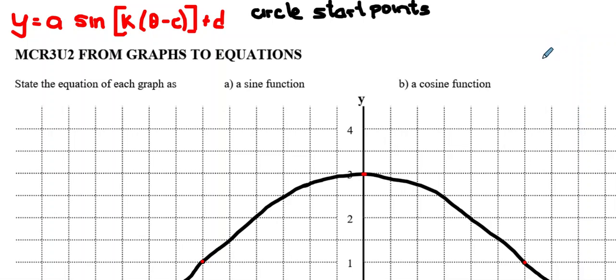Alright, so what we're going to do now is look at graphs already graphed on the grid, and we're actually going to make the equations of those graphs. Now, I've written the general equation with all your transformations in here, and just to make sure everyone's on the same page, these are the numbers that we're looking to fill in. So that's where we're started.